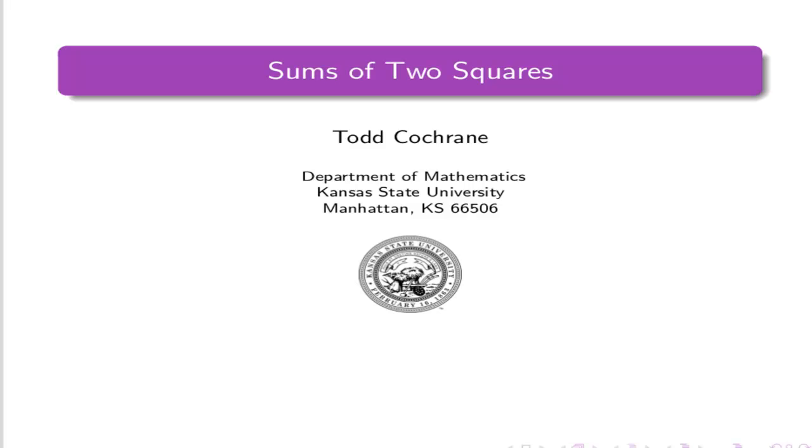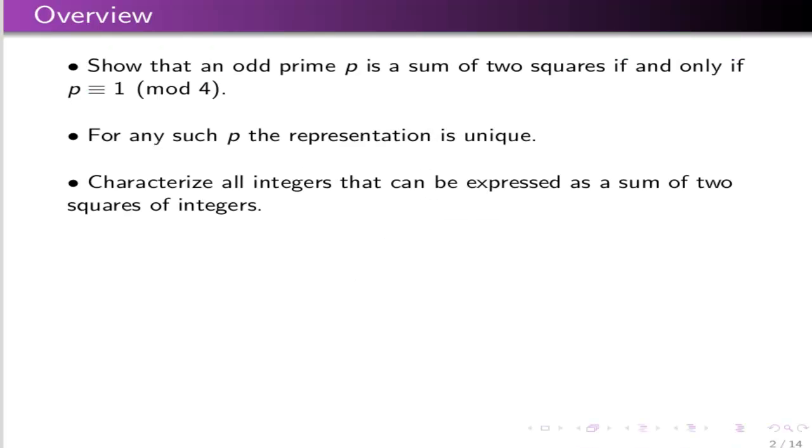Today we're going to look at representing integers as sums of two squares. So the first investigation is, if we start with a prime, when can a prime be represented as a sum of two squares? And we'll look at the theorem that says this is true if and only if p is congruent to 1 mod 4. Then we'll show that any such prime in fact has a unique representation as a sum of two squares. And then finally we want to characterize all integers that can be expressed as a sum of two squares.